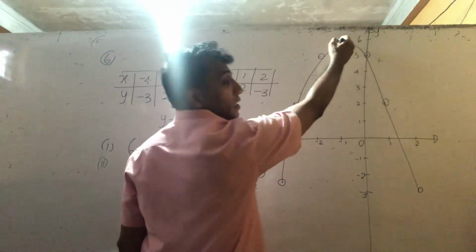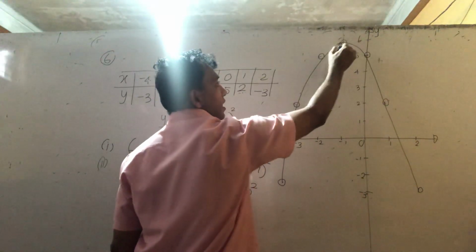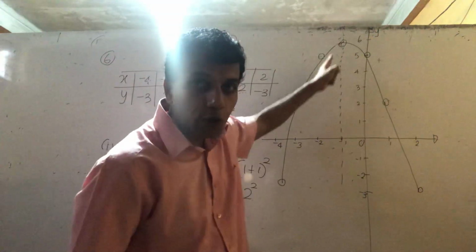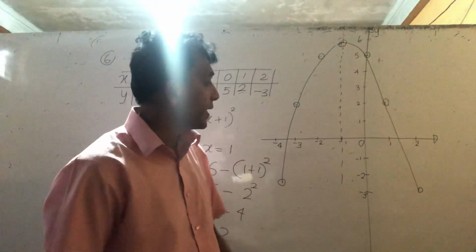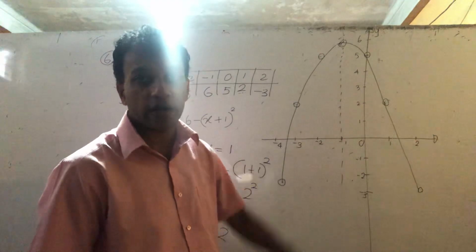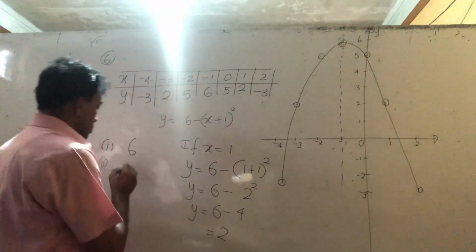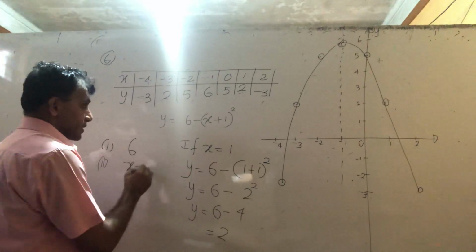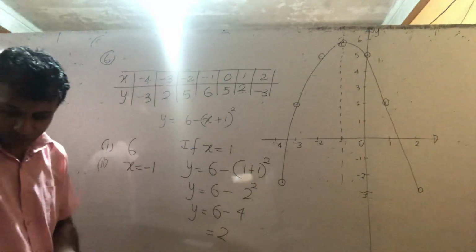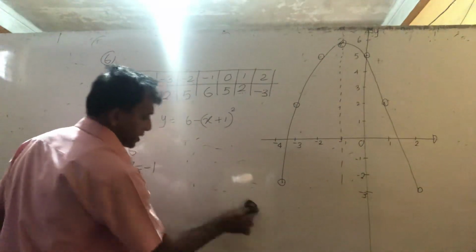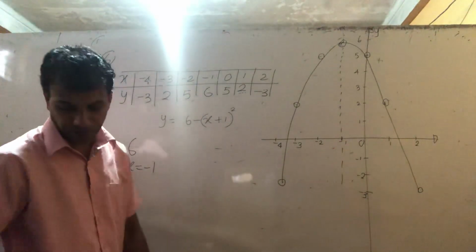Through this turning point, draw a straight line. The line cuts at the x value of -1. That's the symmetric equation. So the second part answer is x equals -1.